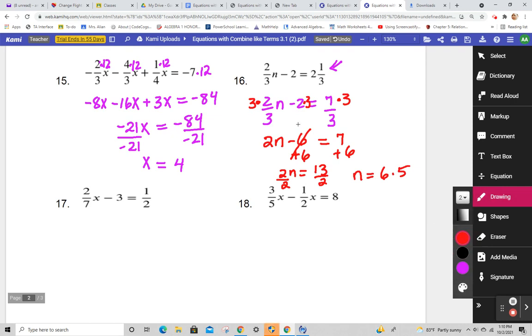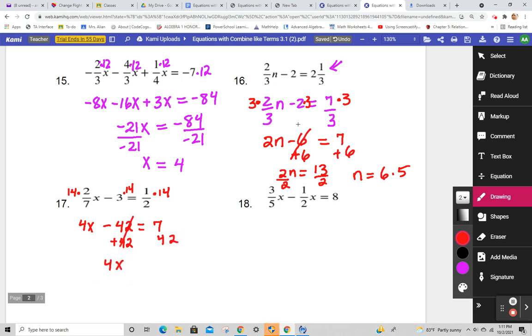All right, our least common multiple's got to be 14 because 7 will divide 14 and 2 will divide 14. So multiply this term by 14, this term by 14, and this term by 14. 14 times 2 is 28. Divide that by 7. That's 4x. 3 times 14 is 42. 1 times 14 is 14. Divided by 2 is 7. Let's add 42 to both sides.